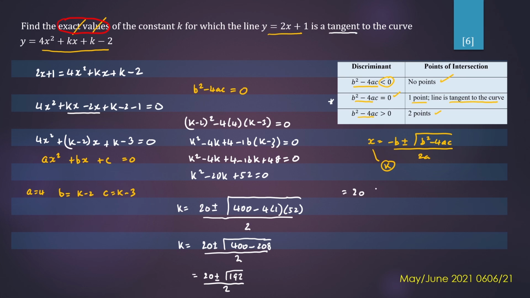That will be equal to 20 plus or minus root 192 on 2, which can be written as 20 plus or minus 8 root 3 divided by 2. And we can cancel here. So that will give us k equals 10 plus or minus 4 root 3. And this is your final answer.